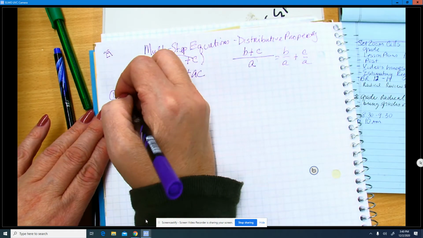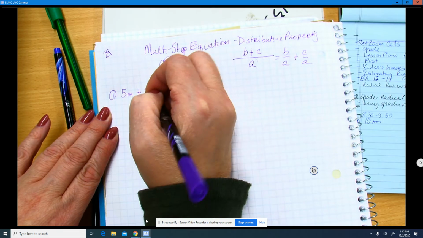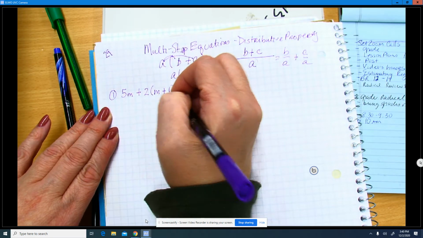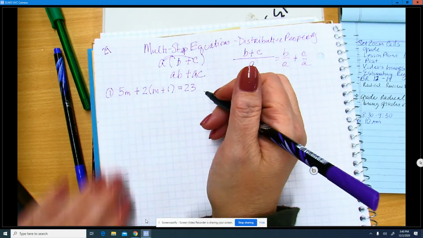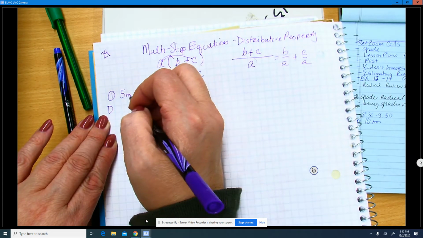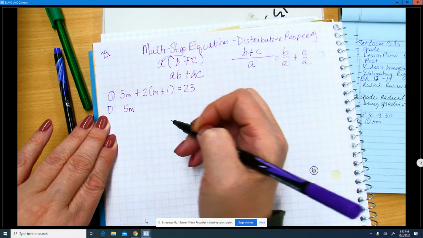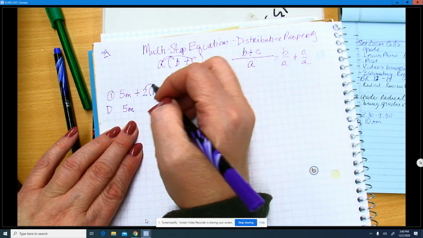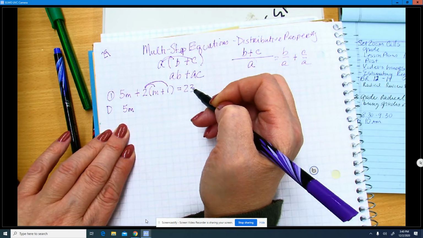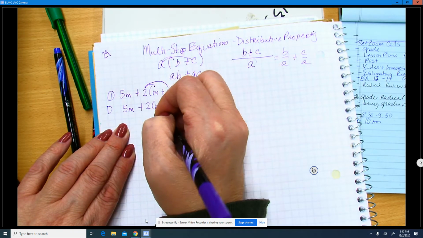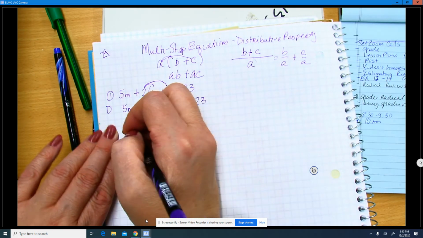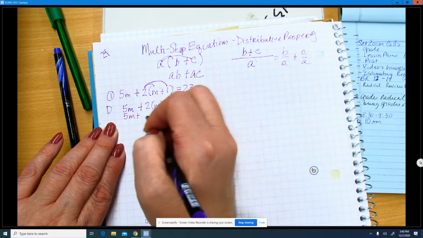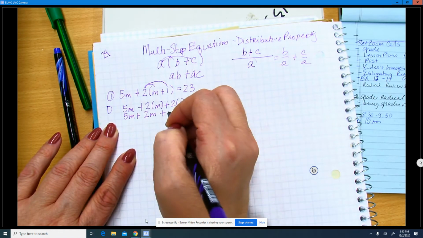So number 1 is 5m plus 2 times the sum of m plus 1 equals 23. So looking, I can see that I have grouping symbols, so I need to do the distributive property. So 5m is an individual term, that's going to stay as is. 2 is what I need to distribute to everything within the grouping symbol. So I'm going to wind up with 2 times m and 2 times 1. Then I just do the math, right? 2 times m is just 2m, and 2 times 1 is 2.